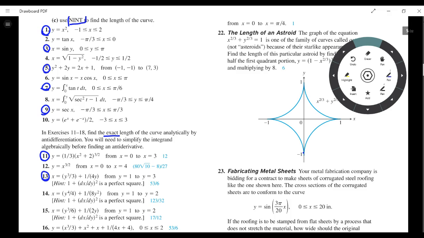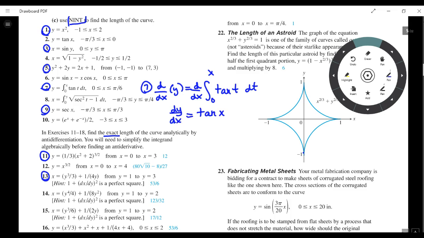Yeah, that's true. Okay, so number 7. Oh, yeah, we want to do d dx of both sides. So we get dy dx is what? Tangent x. So now L is from 0 to pi over 6, square root of 1 plus tan squared.